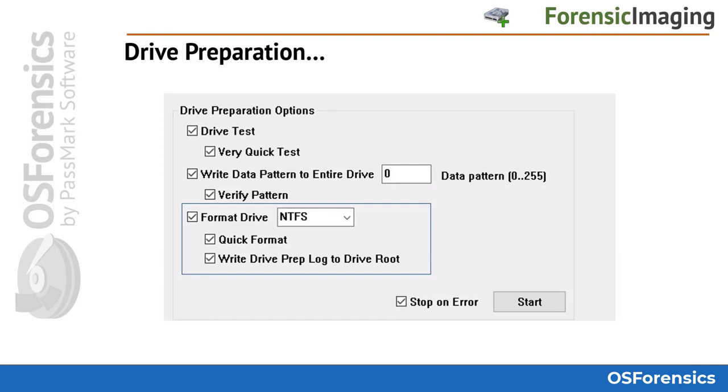The write drive prep log to drive root option will write a short text log of the test and options chosen during preparation of the drive. The drive log can only be written if the formatting was successful and the volume is accessible.